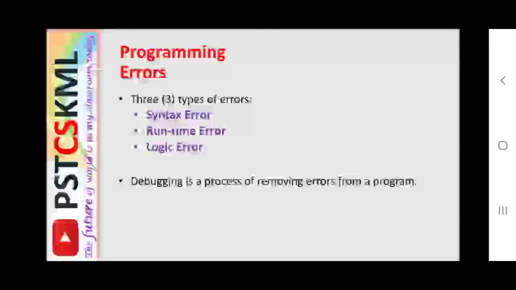Okay, so now we continue with programming errors. When you compile code, you will mainly face three errors. The first one is syntax error, the second one is runtime error, and the third one is logic error.